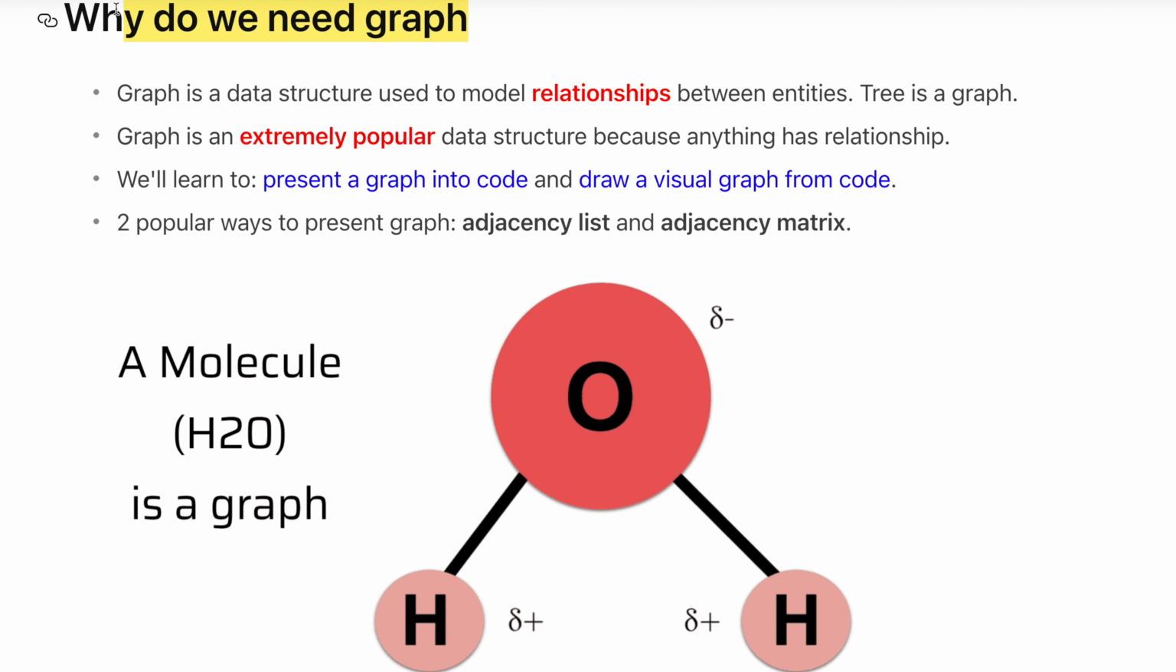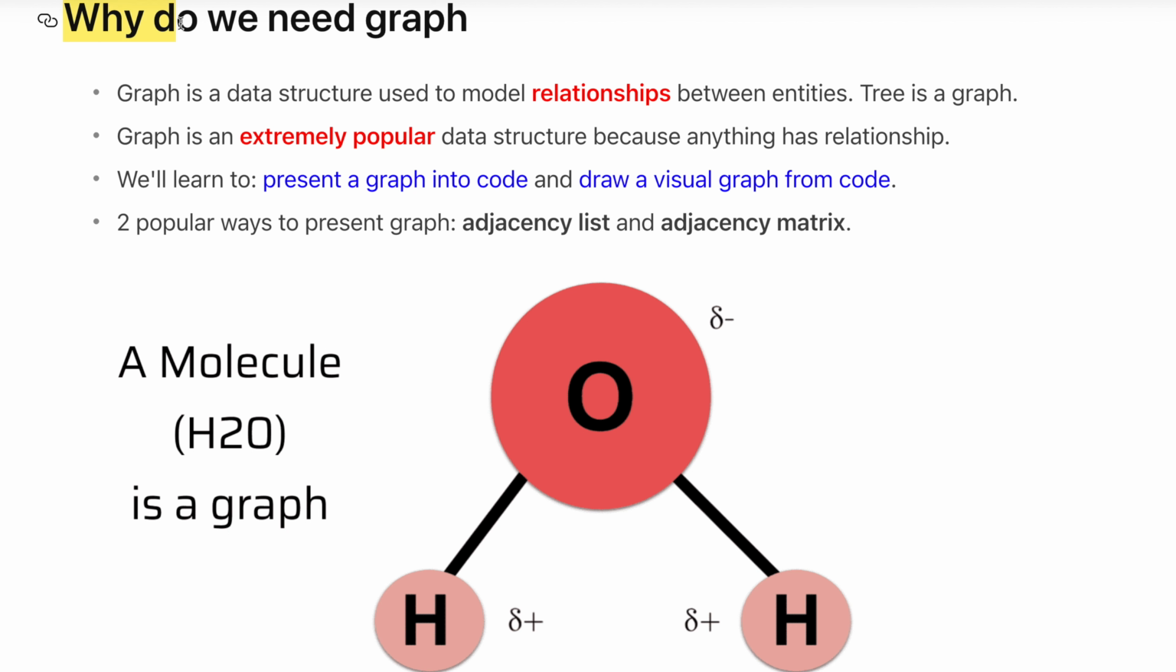Okay, now you know the fundamentals about graph. Let's take a step back and understand why we need graph. Graph is a data structure used to model relationships, and it can be used to model any kind of relationship. So tree is basically a simple graph.